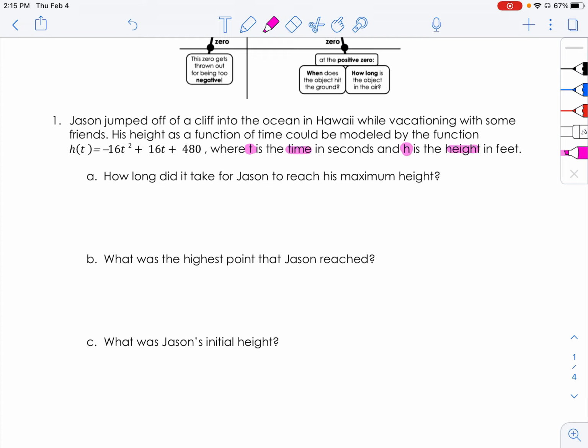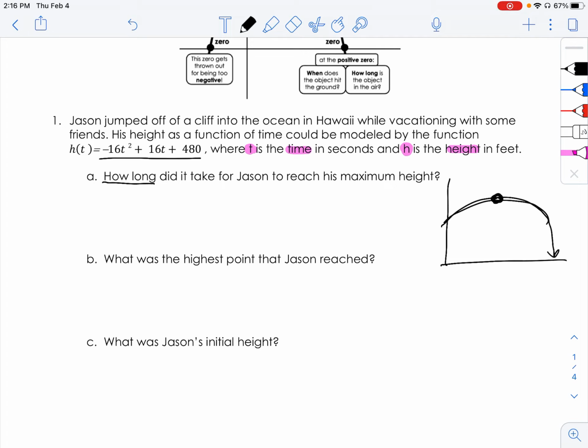So how long did it take for Jason to reach his maximum height? Just to review, t is the time, and the maximum height is the vertex, the y of the vertex. So we want to take this model and use it to find the vertex of this path. If I was graphing what Jason's doing, he's jumping and his path looks like this. He's jumping off a cliff into some water.